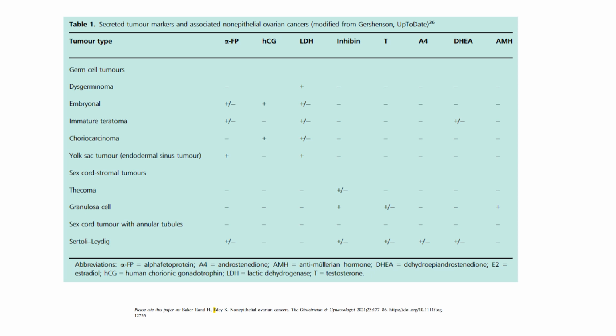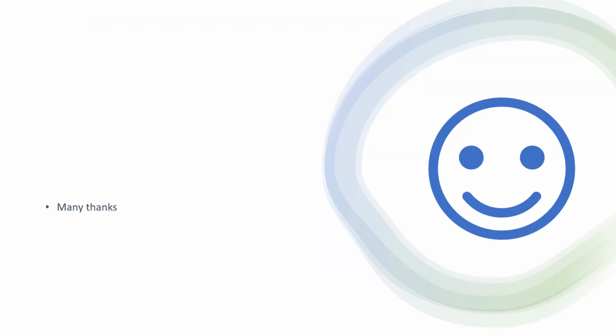Yolk sac tumor is alpha fetoprotein plus LDH, and then you have your thecoma, which is plus or minus inhibin. Granulosa cell is inhibin plus or minus T, which is testosterone, and then you have your Sertoli Leydig cell tumors, which is plus or minus testosterone, plus or minus inhibin, plus or minus DHEA, plus or minus alpha fetoprotein, and plus or minus androstenedione.